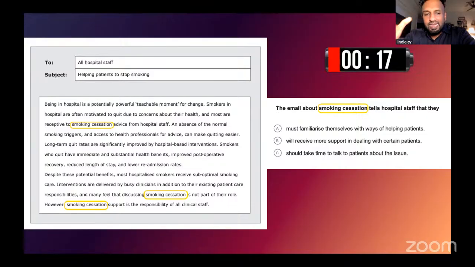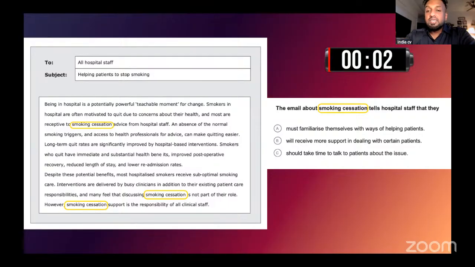I did not read anything about certain patients. Wherever I found smoking cessation, it was all about giving advice. It was about staff, about staff's attitude towards giving this advice. And the last one was an advice.